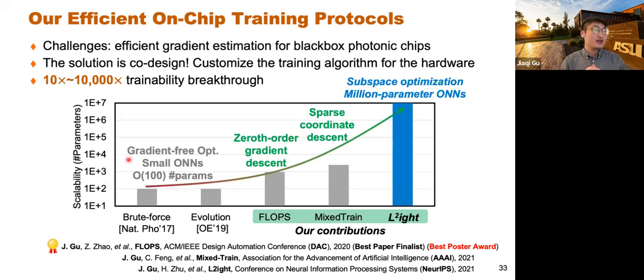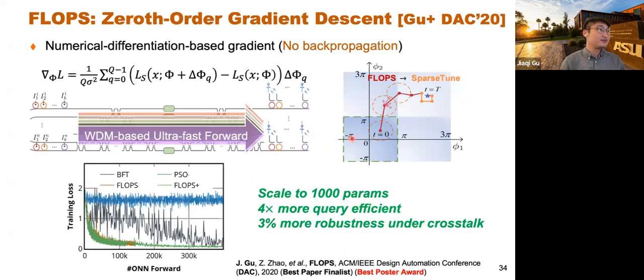And we propose a series of new on-chip training algorithms, including FLOPS for zeroth order gradient descent, MixedTrain, where we look at sparse gradient descent, and recently we look at L2ight, published in NeurIPS. We look at the subspace optimization framework. We can finally enable a million-parameter optical neural network directly trained on chip without extra circuit overhead. And the solution is co-design. We always customize the algorithms for the specific hardware, and we can have this 10 to 10,000 times trainability and scalability breakthrough by using smart algorithms.